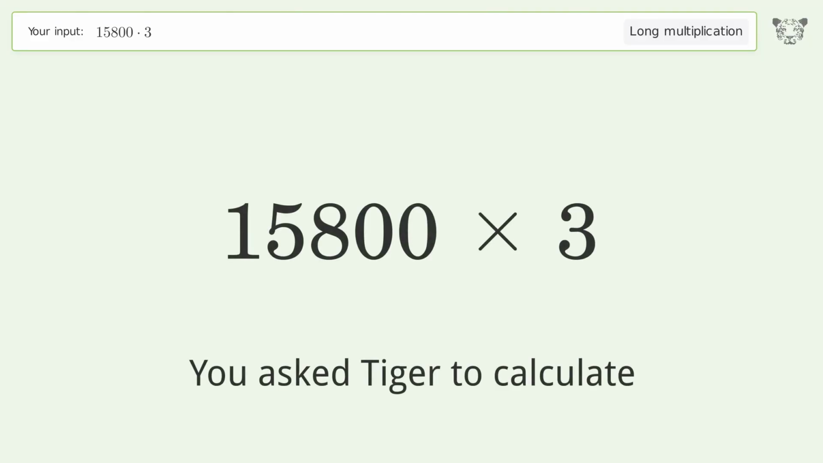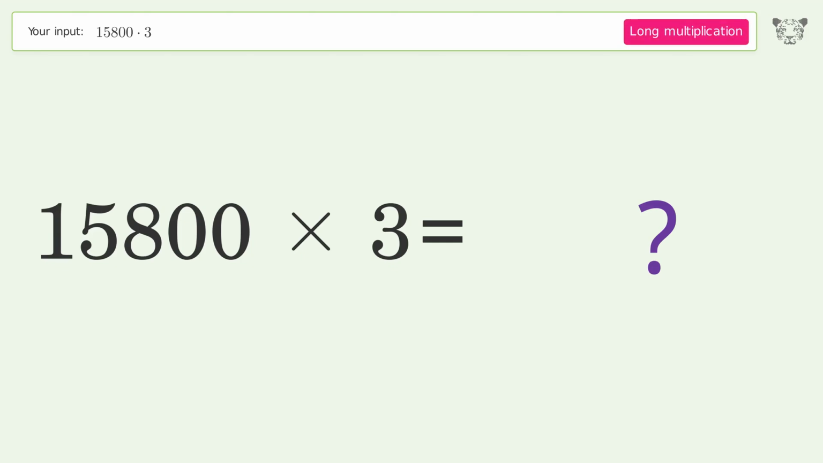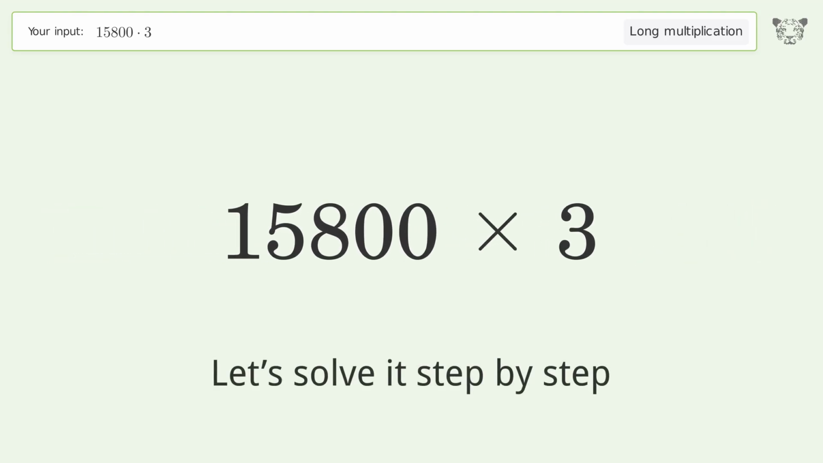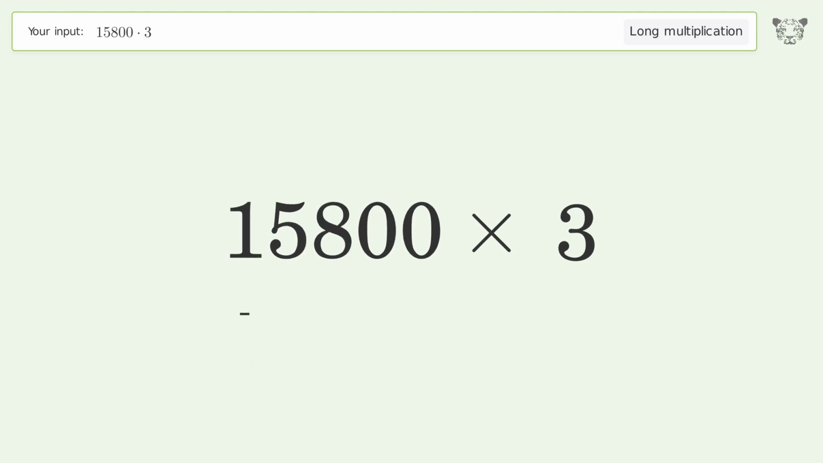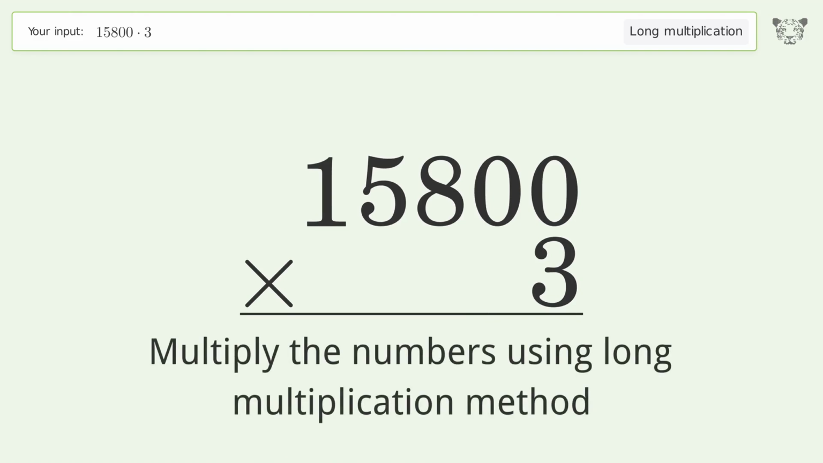You ask Tiger to calculate. This deals with long multiplication. The final result is 47,400. Let's solve it step by step. Rewrite the numbers from top to bottom a line to the right, multiply the numbers using long multiplication method.